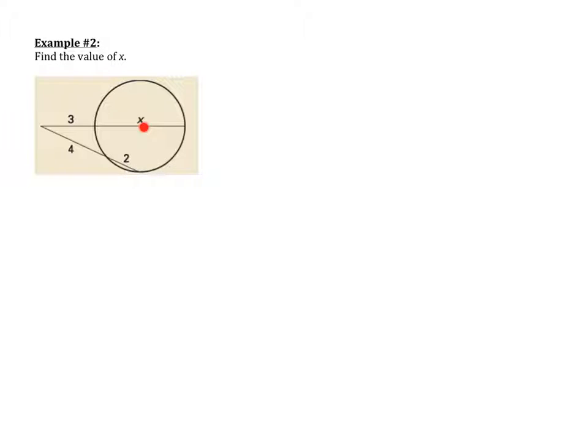First, notice that we have two secant segments intersecting on the outside of the circle and sharing the same endpoint. According to theorem 10.15, the length of 3, the external segment, times the entire length of the secant segment, which would be x plus 3, would be equal to the external segment of the other secant segment, which is 4, times the entire length of the secant segment, which in this case would be 6, since 4 plus 2 is 6. So let's set up our equation.